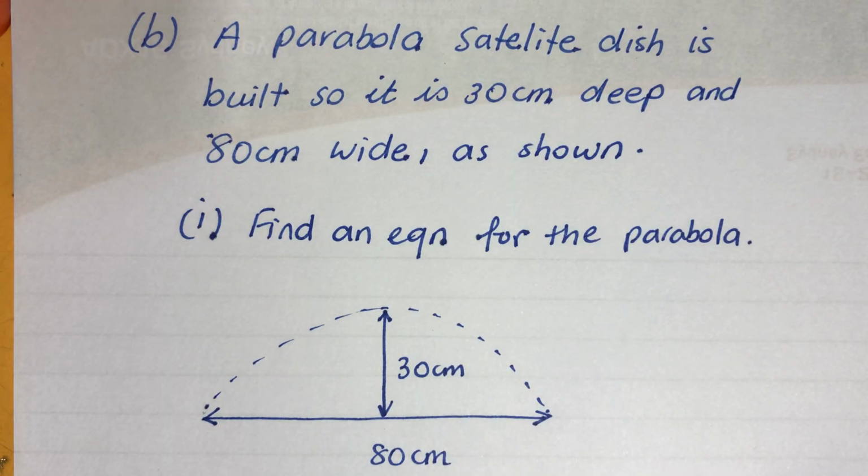Okay, example 31, part B. A parabola satellite dish is built so it is 30 centimeters deep and 80 centimeters wide as is shown. So there's a diagram here. And part 1 of that is find an equation for the parabola. So we need to find the equation of the parabola here.